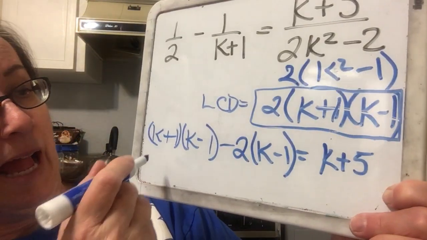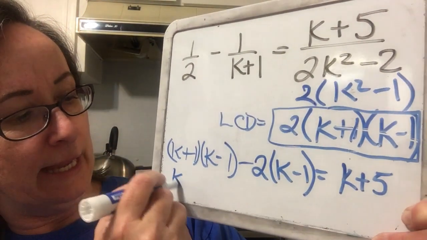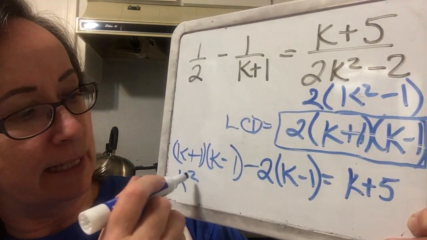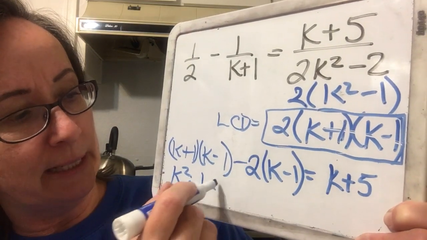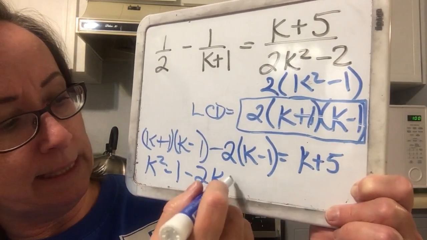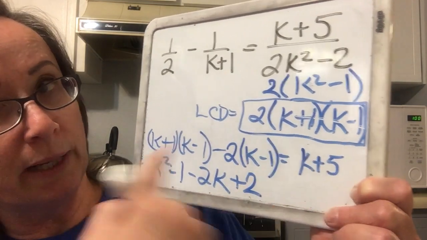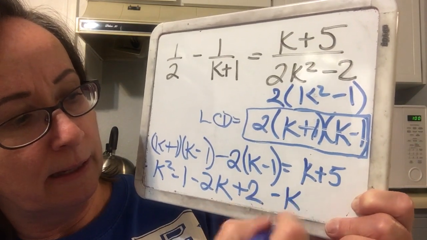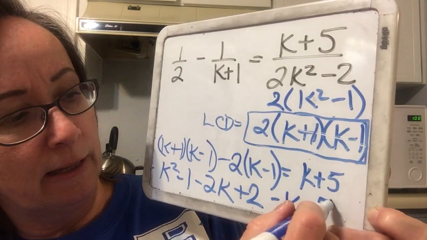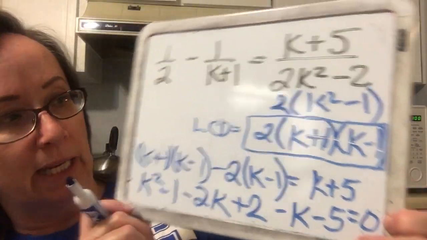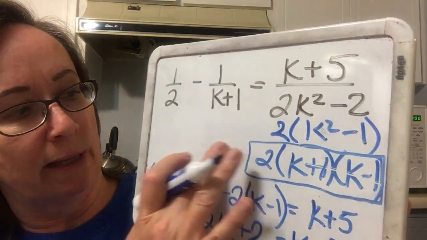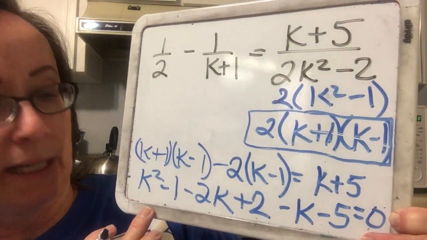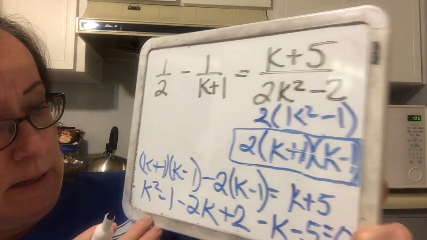So now I'm going to FOIL this together and get k squared. Since it's conjugates, my middle term will disappear, and I'll get k squared minus 1 minus 2k plus 2. I'm going to bring everything to the left because I do have a quadratic. So minus k minus 5 equals 0. Okay, so now I've got a little bit of room up here. I'm going to go ahead and erase my little LCD here symbol. That is my LCD. But now I'm going to simplify this down here, trying to do it on the same board so I don't get all confused.